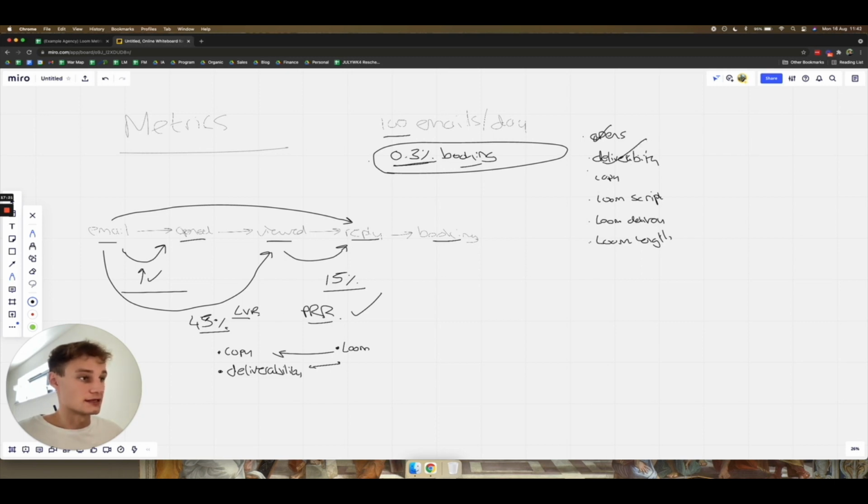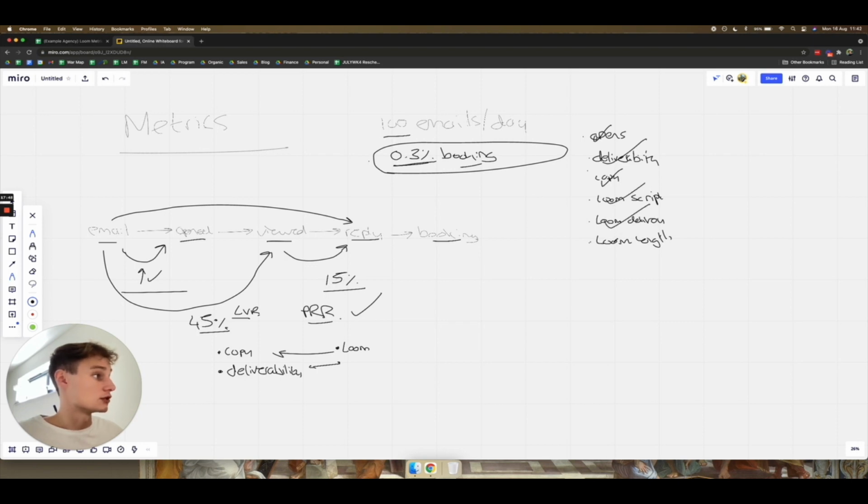We've got a 45% Loom view rate, so we know our issue is not the copy. Now, if your Loom view rate was like 8%, then the chances are you've got an issue with your copy or your deliverability. Okay? So you have to think about these things first and fix these things and define the problem. The reason we're using these metrics here is to actually gauge what the problem is, right? Because if you don't know what the problem is, you can't solve it. So then we have a 15% positive reply rate. So we know the issue is not the Loom script.